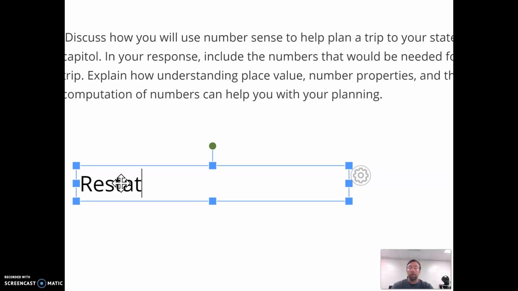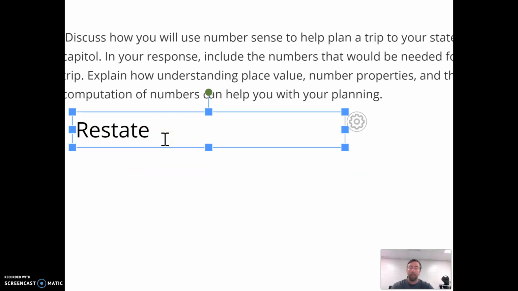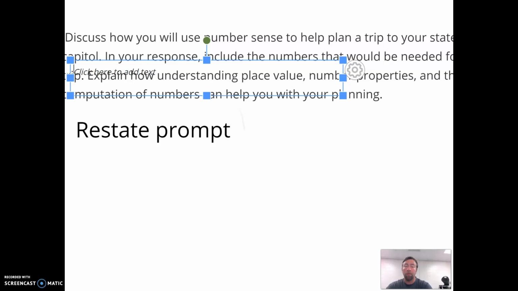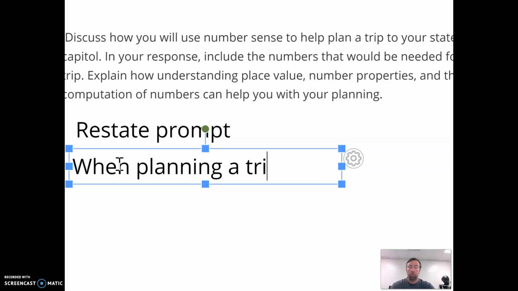So when you're doing a math writing assignment like this, we want to generally start off by restating the prompt. So basically you're going to reword what they told you to write about. So for me to do that, what I'll probably look to do is I'll say something like, when planning a trip to my state capital.